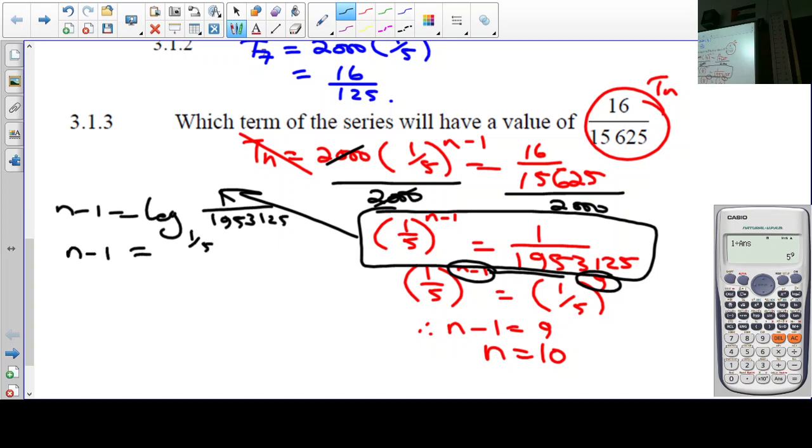So this is n minus 1 should be equal to then. Let's punch that in our calculator. It's 1 over 5 as the base, and that is 1 over 1,953,125. This gives you 9. Alright? So n has to be 10 anyway. So either as we equated the bases, sorry, the exponents to be equal, we could have used logs as well. Yes. Any other confusion thus far? Nothing. Okay.